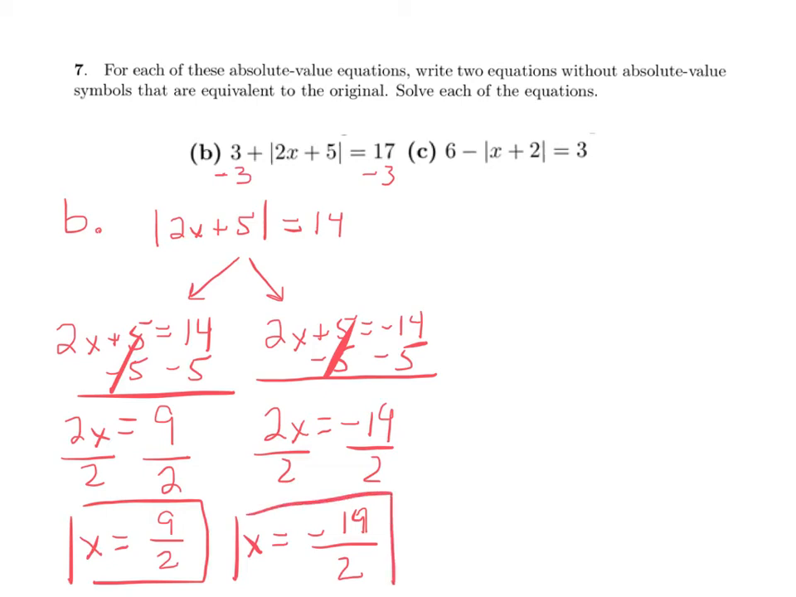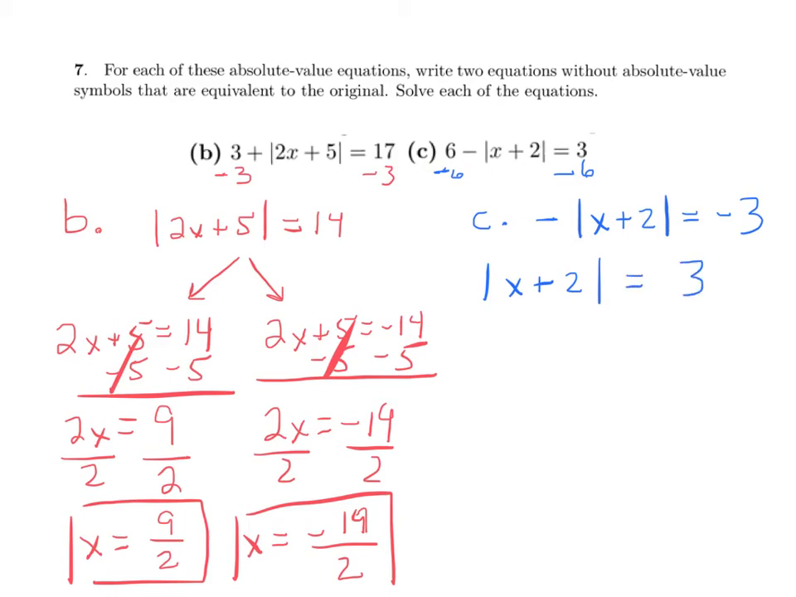All right, on C, it's the same idea. Just we're going to need to do a couple transformations. Subtract this 6 from both sides first. So we'd have negative absolute value of x plus 2 equals negative 3. And now we need to divide by a negative 1. So it ends up being absolute value x plus 2 equals positive 3.